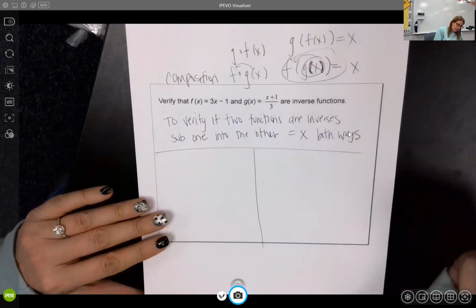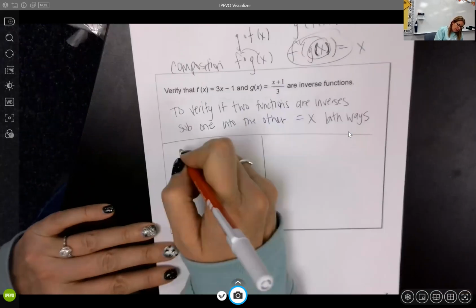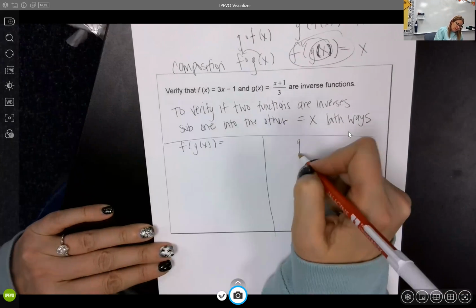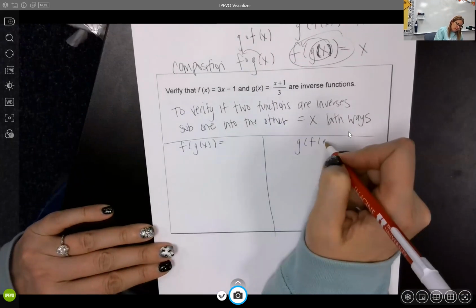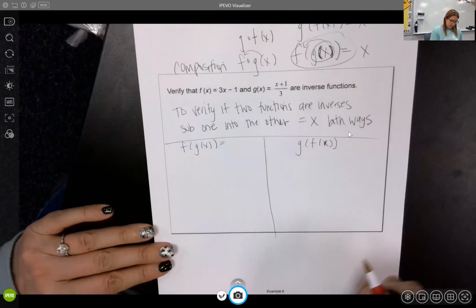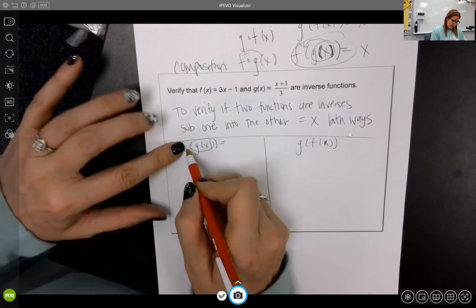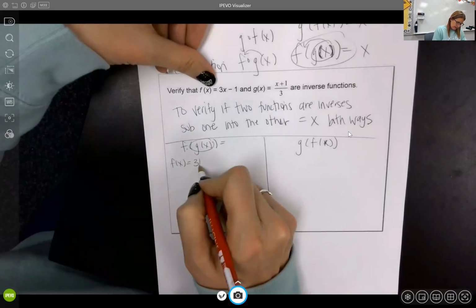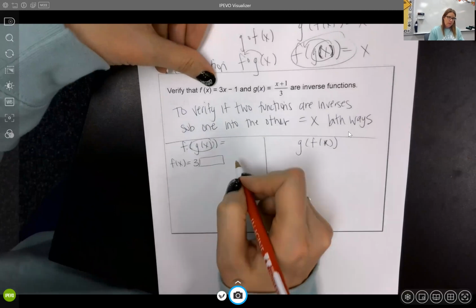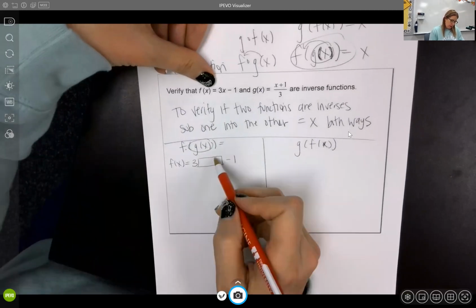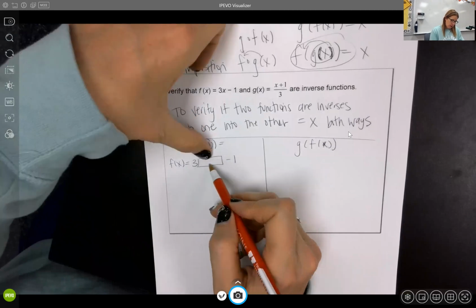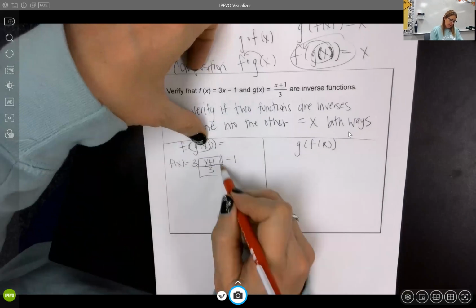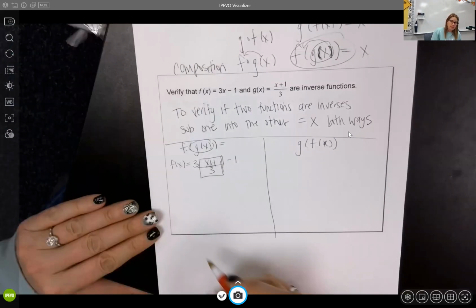So let's do f of g of x first. And then over here, we'll do the opposite, g of f of x. I'm going to put g in place of f. So f says f of x is 3, and in place of x, I'm going to put a box right here. Then my function g goes in place of that box. So my whole function g, which is x plus 1 over 3, is going to go in place where that x was. Do it the other way around.